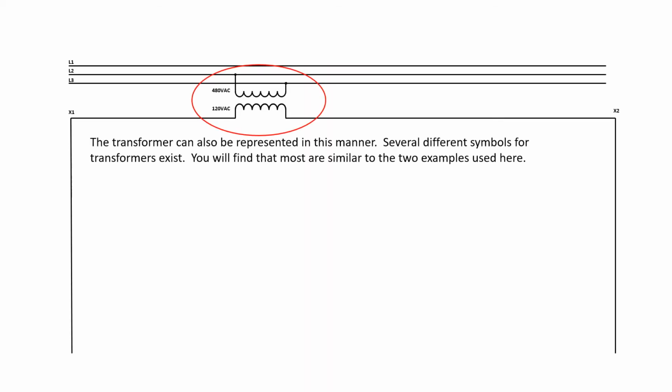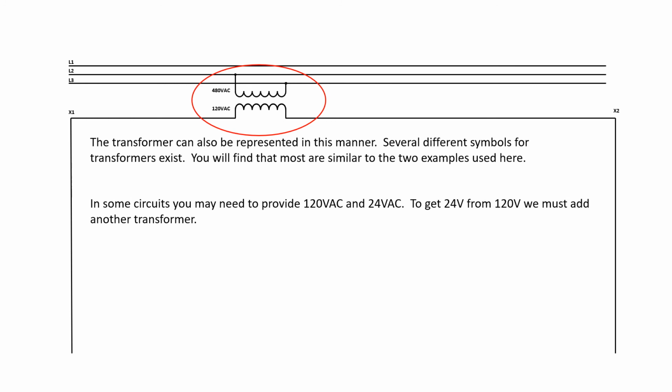The transformer can also be represented in this manner. Several different symbols for transformers exist. You will find that most are similar to the two examples used here. In some circuits, you may need to provide 120 volts and 24 volts. To get 24 volts from 120 volts, we must add another transformer.